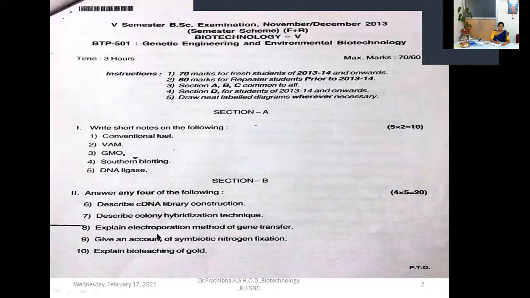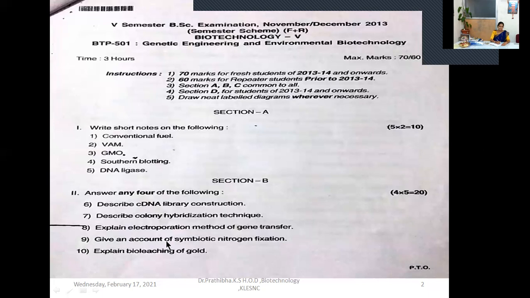Okay, then explain electroporation method of gene transfer. While explaining this, just define what gene transfer is and what the different methods you know about gene transfer are. Then explain electroporation with the definition, technique and applications, and you can also write the diagrammatic representation of electroporation.